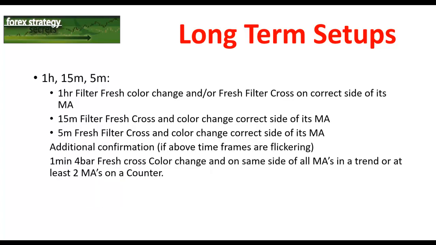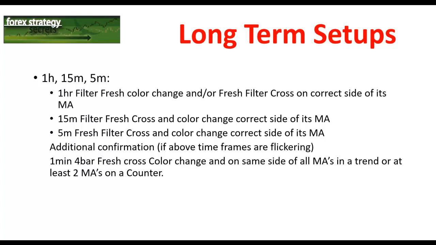So now let's talk about the 1 hour, 15 minute, and 5 minute setup. The 1 hour needs to have a fresh filter color change and or a fresh filter cross. It needs to be on the correct side of its moving average, and that's very critical on this 1 hour, 15 minute, 5 minute setup. Don't deviate off this one. The 15 minute needs to have a fresh filter cross and color change and be on the correct side of its moving average. The 5 minute needs to be a fresh filter cross and a fresh color change, and on the correct side of its moving average.